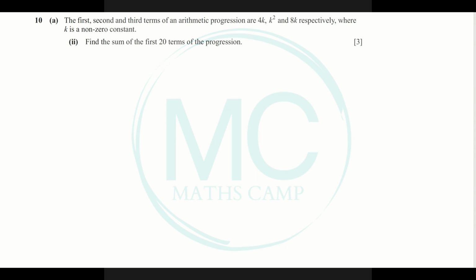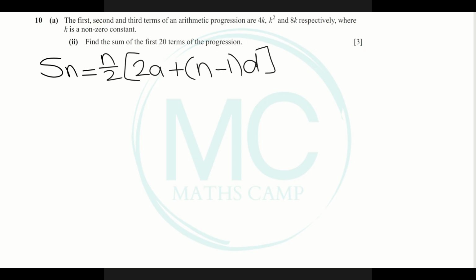Now, to find the sum of terms in arithmetic progression, we use the formula Sn is equal to n over 2, open a bracket, 2a plus n minus 1 d. We are looking for the sum of 20 terms, so n is 20. We need a value for a and for d. In part 1, we found that k is 6, and the question tells us that our first term, a, is 4k. So I can say a is equal to 4 multiplied by k, which is 6, which gives me 24.